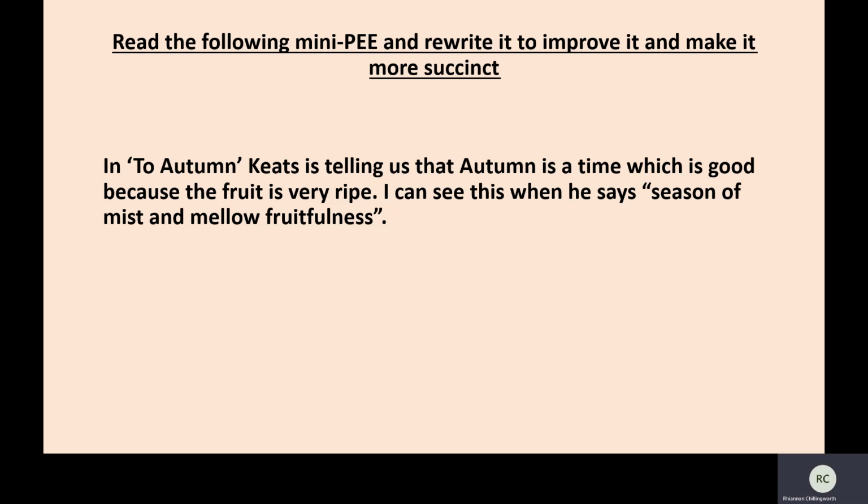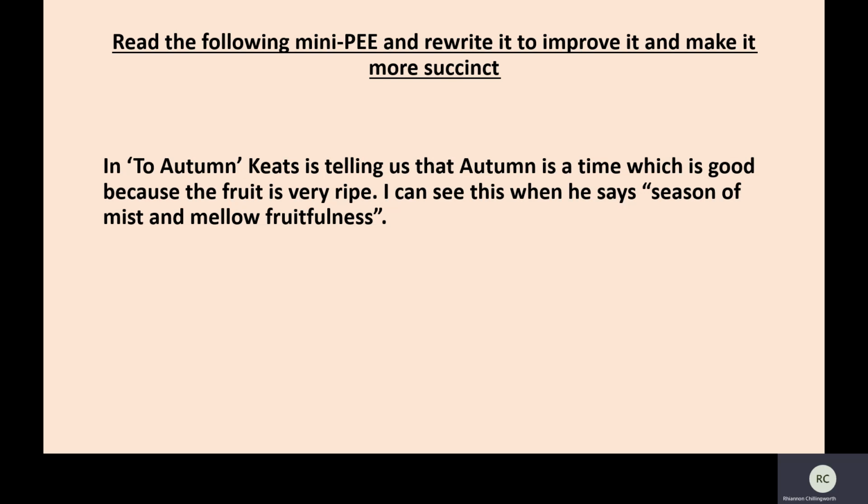So here is an example of a mini PE then. We're going to read it together, and I want you to think about how this could be improved. Why is this not really following the technique we teach you in how to write a nice, succinct, straightforward mini PE? Into autumn, Keats is telling us that autumn is a time which is good because the fruit is very ripe. I can see this when he says, season of mist and mellow fruitfulness.